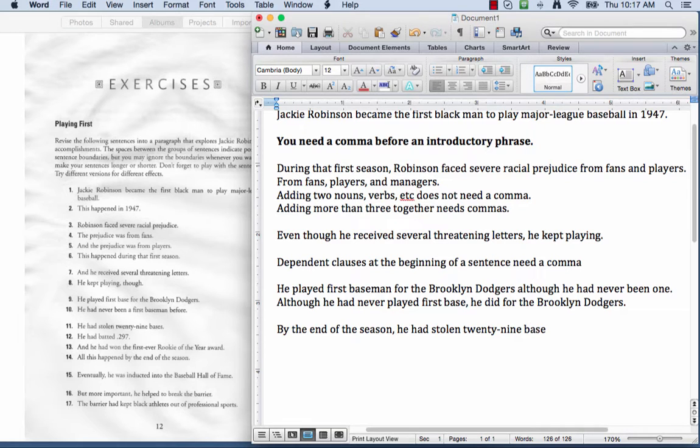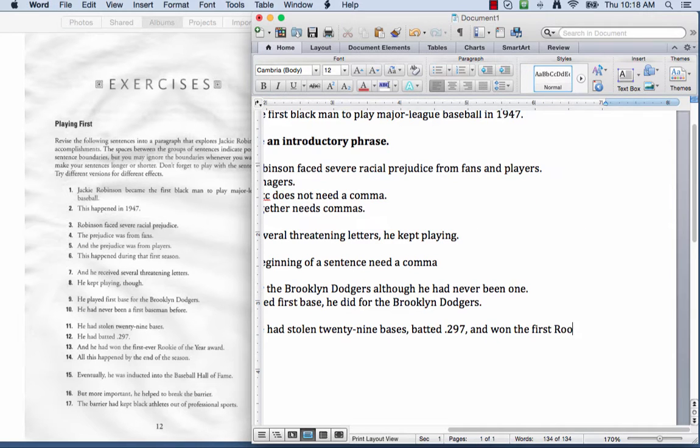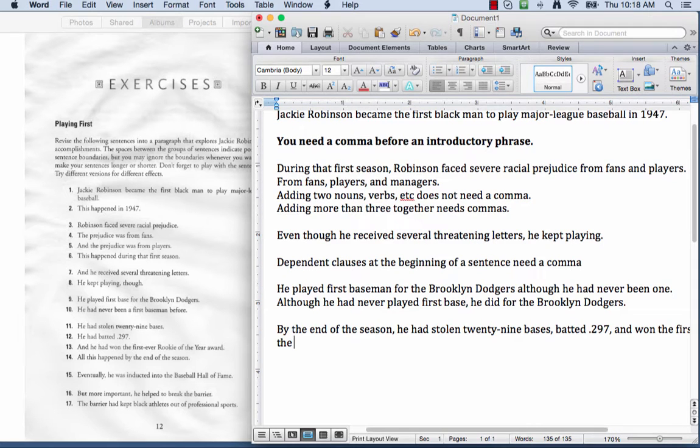Okay, he had stolen 29 bases, batted, notice I'm putting three things together, batted .297, and won the first Rookie of the Year award. So I added things together here.